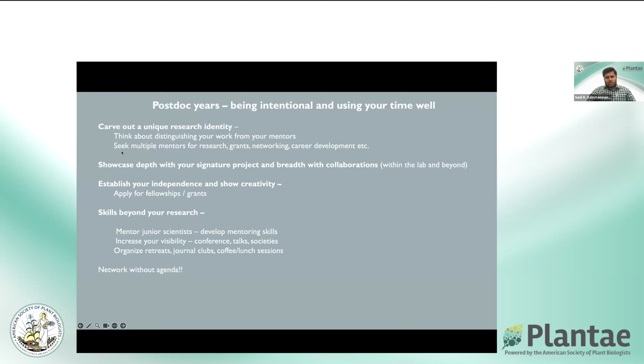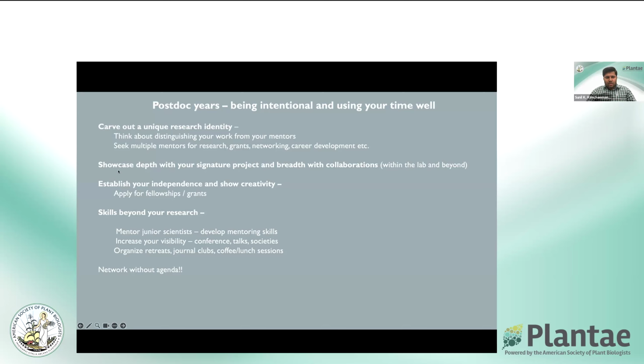And for that, the other aspect that helps is seeking multiple mentors. So you have your postdoc advisor, but can you also find other mentors who can help you with your research or grant writing, and some who can help you with your network or career development? So try to create a cohort of mentors who can help you, because one person cannot do everything. Talk to a mentor who can help you with writing grants, and someone else might be really good at networking. Can you leverage that for your benefit? So try to seek multiple mentors in that case.